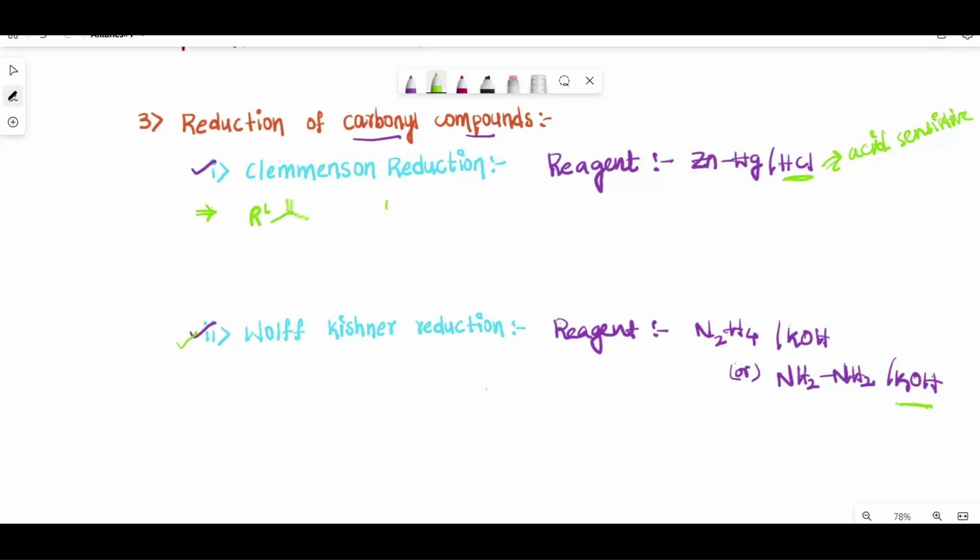Alright, C double bond O. Here it is Clemmensen reduction, so we will take zinc, Hg, HCl. Then you just need to remove this C double bond O. Just remove this double bond O and write.